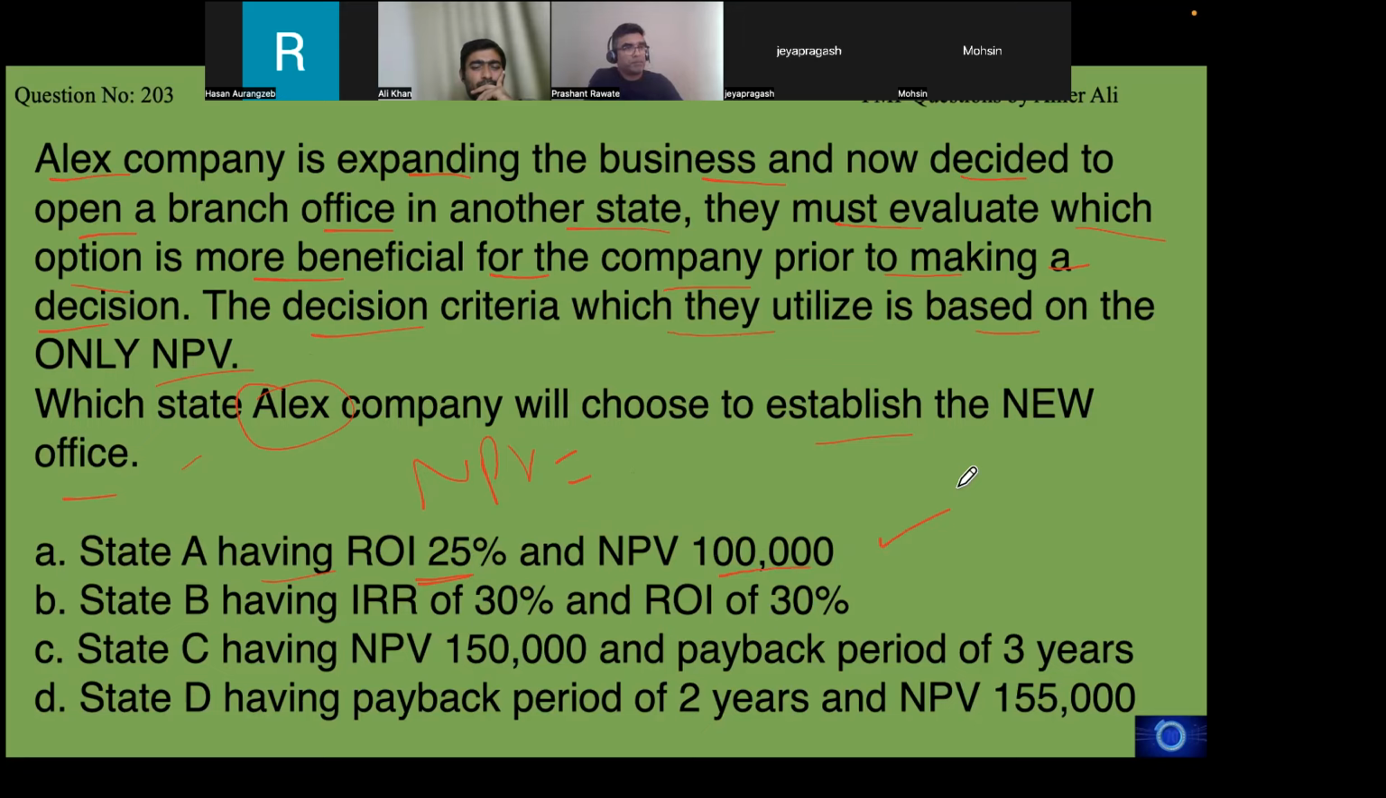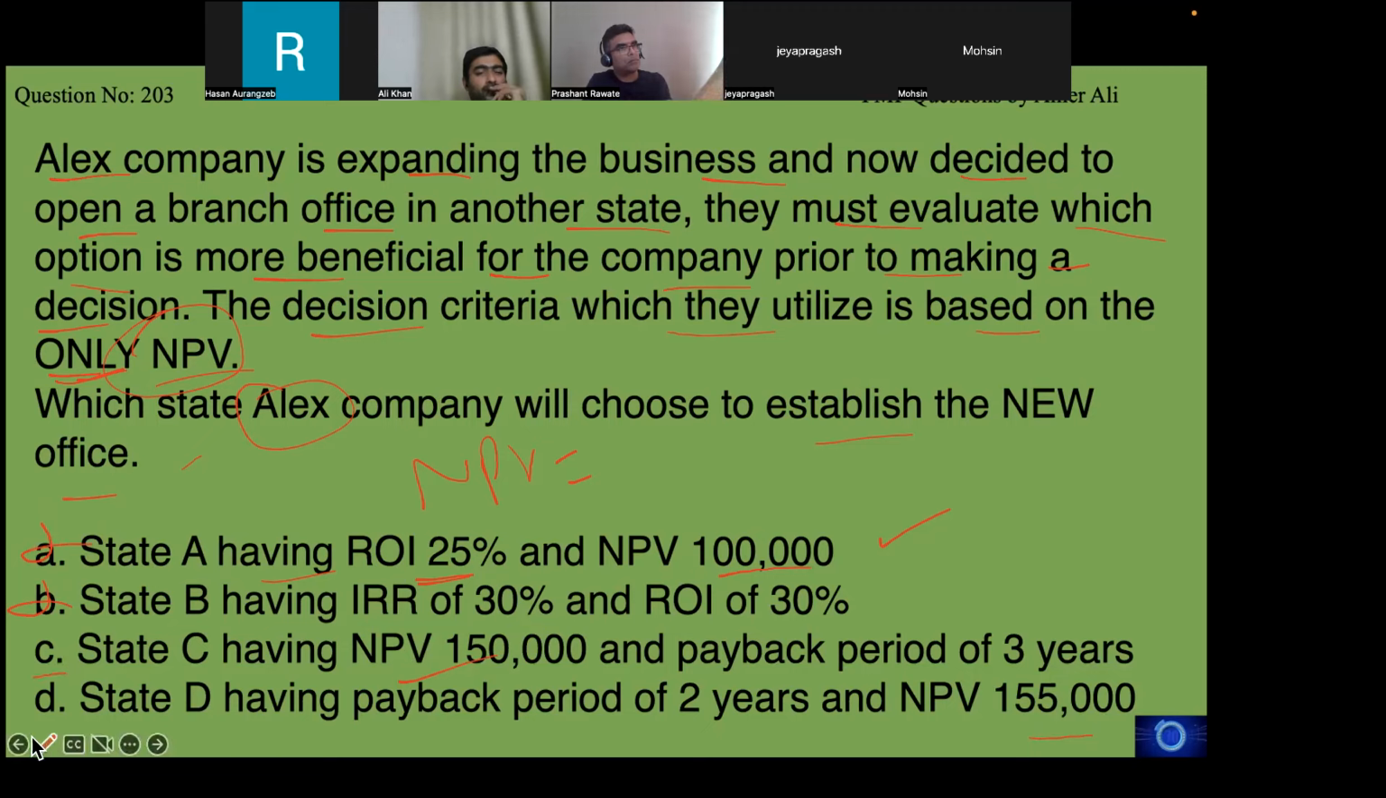The question is saying directly that we are looking for NPV, nothing else. Only NPV. This is the keyword. Other things may be right, but we are only looking for NPV. That is the first thing. Here NPV is 100,000. Here it is not mentioned, so I'll eliminate that. Here NPV is 150. This is more, so I'll eliminate A.